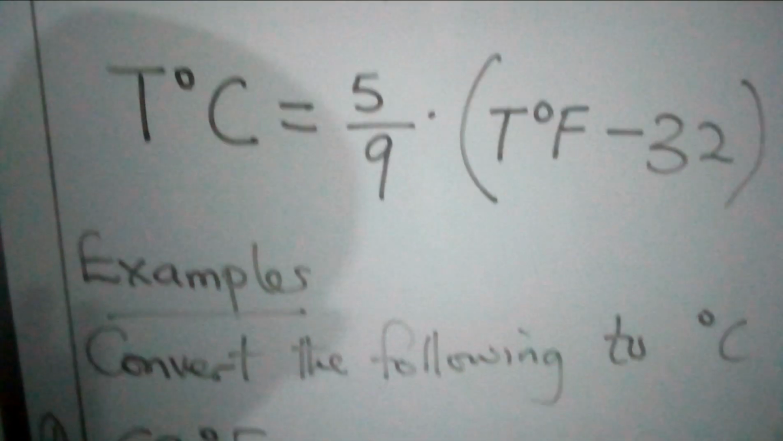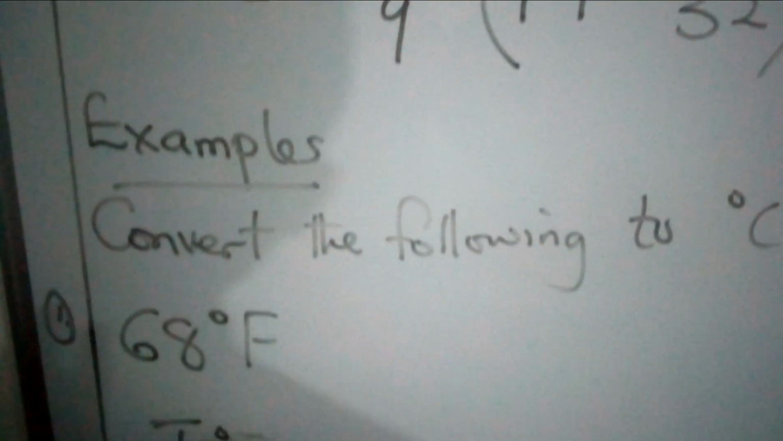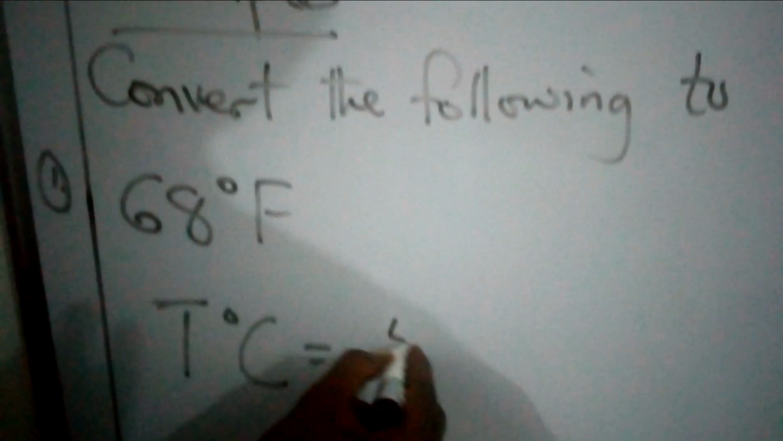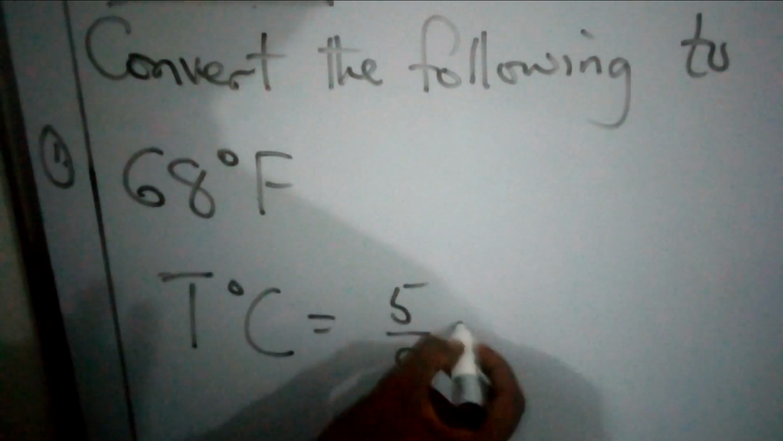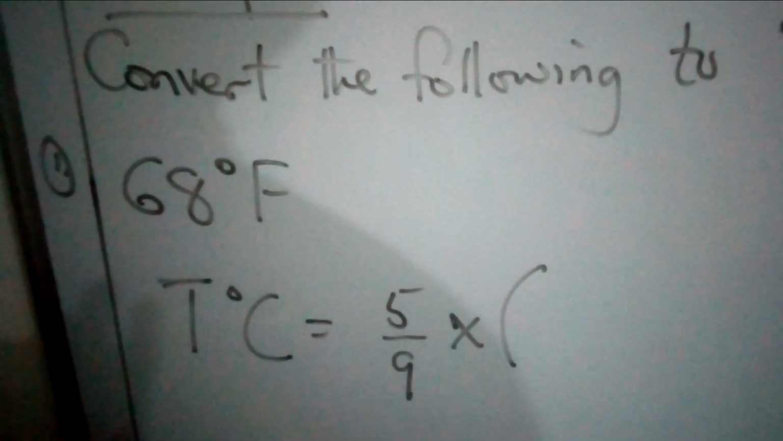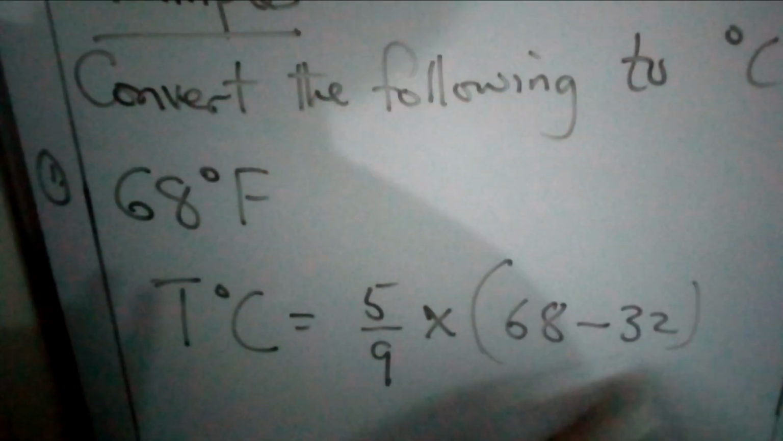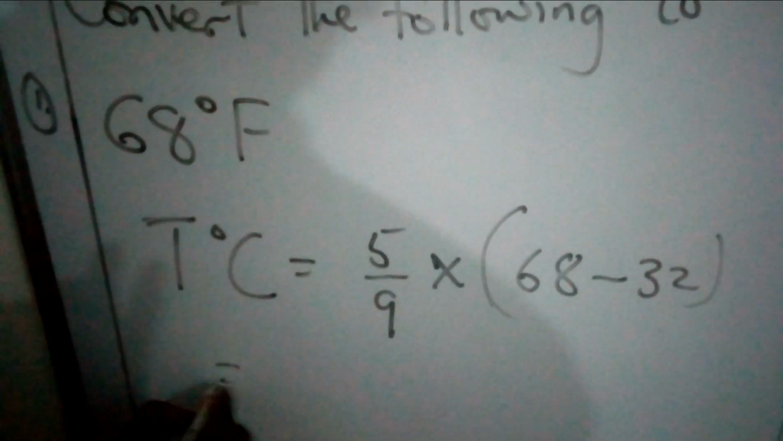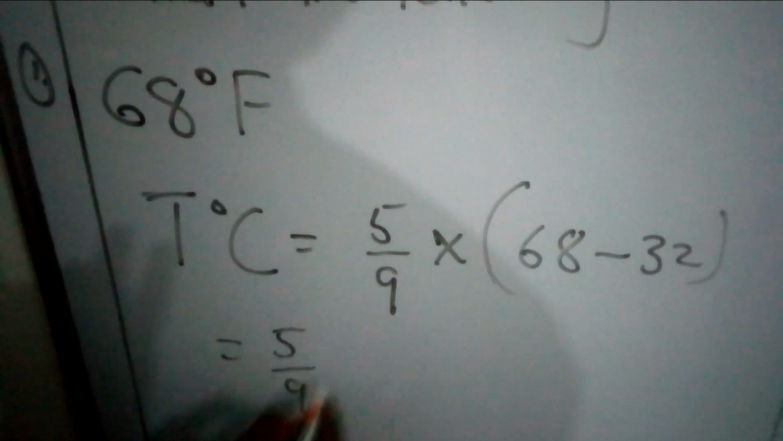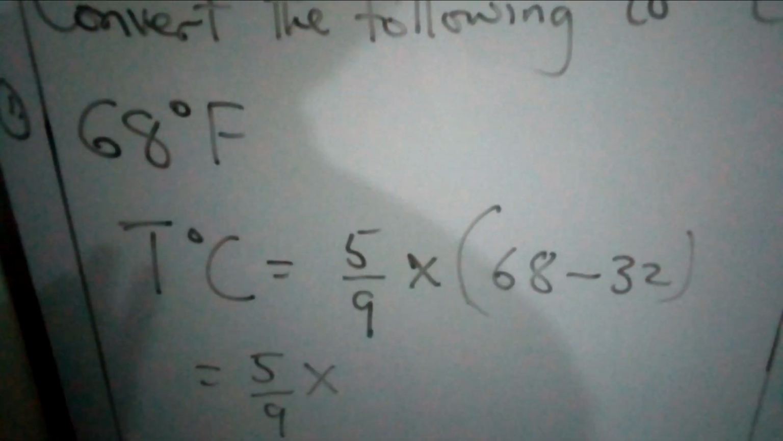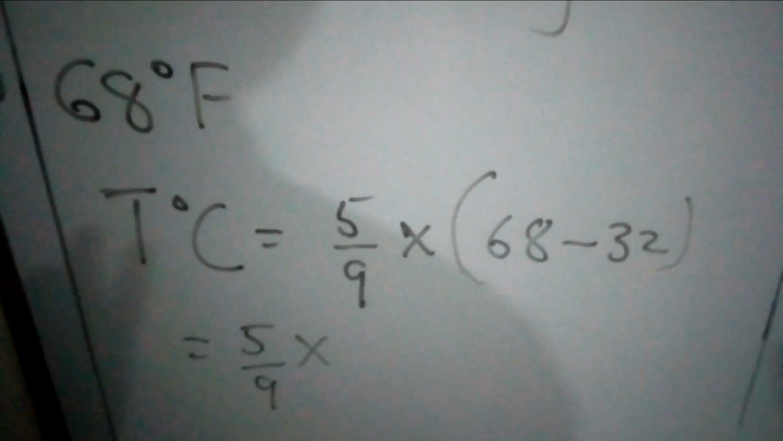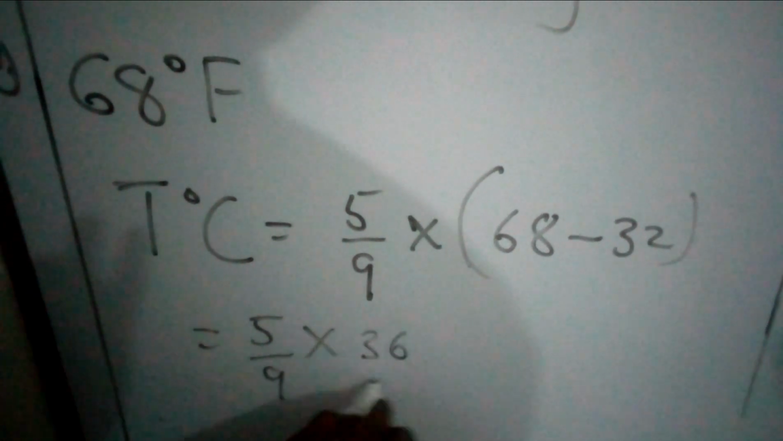So how do we go about it? Temperature in degrees Celsius will now give you what? 5 over 9 times, you now open your bracket, temperature in degrees Fahrenheit, which is now 68 according to the question, 68 minus 32. So let's move on. What do you have? 5 over 9 times, what is 68 minus 32? The answer should be 36 over 1.